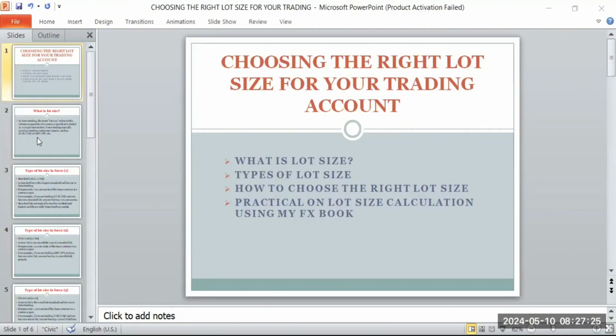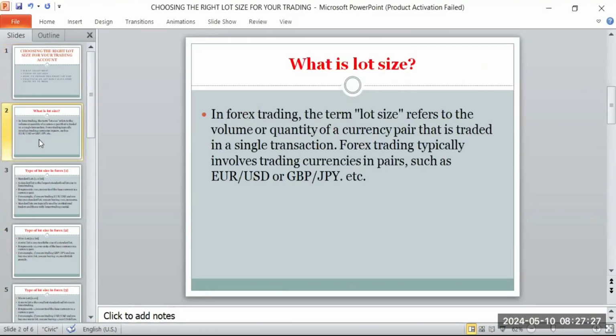So what is lot size in forex trading? This is a very, very important topic. In forex trading, the term lot size refers to the volume or quantity of a currency pair that is traded in a single transaction. Let's say you want to buy a particular currency pair. You can't just go to the forex market and buy just like that. You need to specify the volume or the quantity of that currency pair that you want to buy.